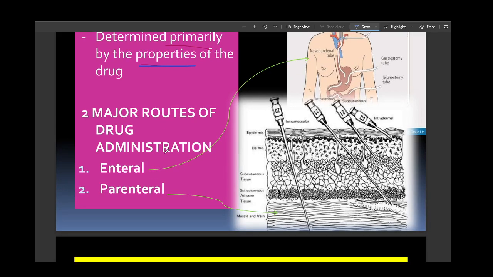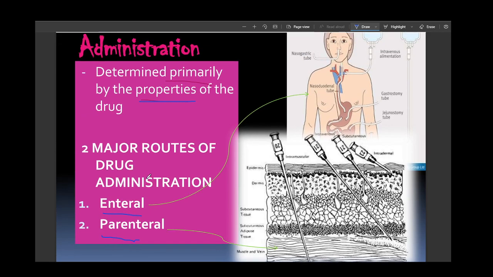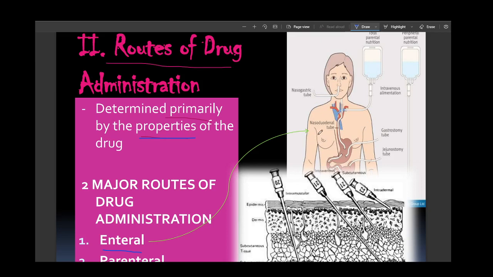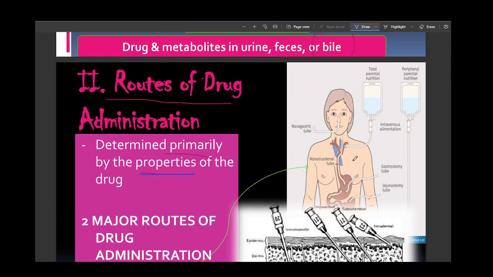So the major routes of drug administration are enteral and parenteral. Enteral means through the mouth. Some examples of enteral: the nasogastric tube, which goes directly into the GIT; total parenteral nutrition in the vein, intravenous administration; the gastrostomy tube directly into the stomach; and the jejunostomy tube into the jejunum.